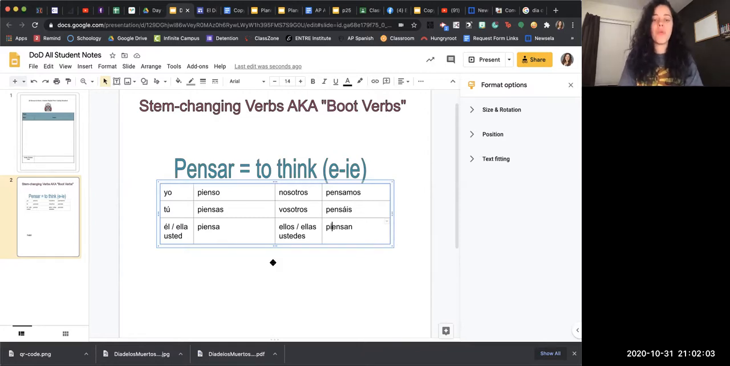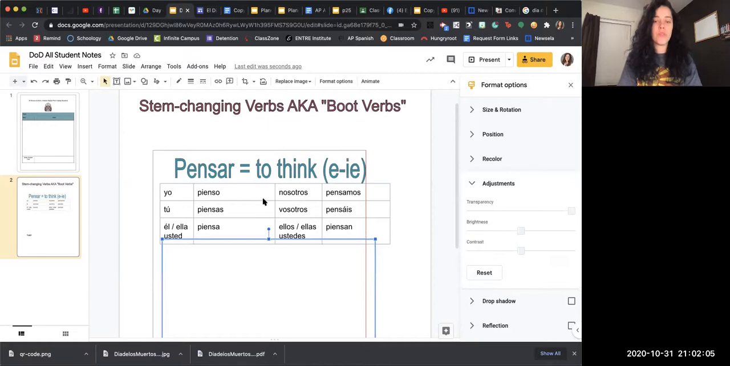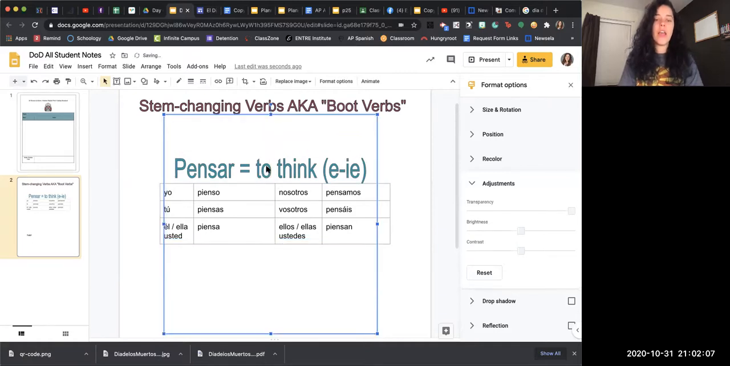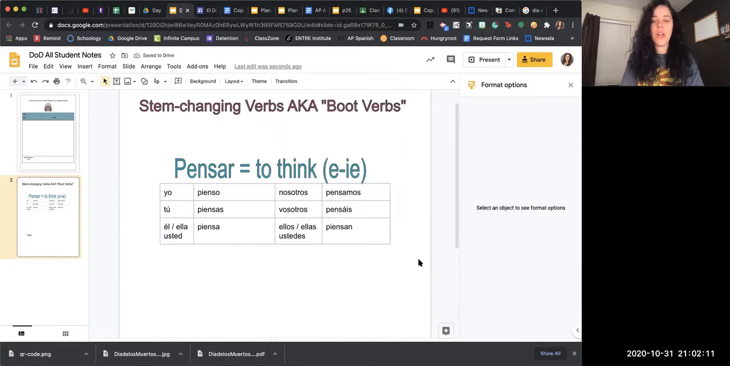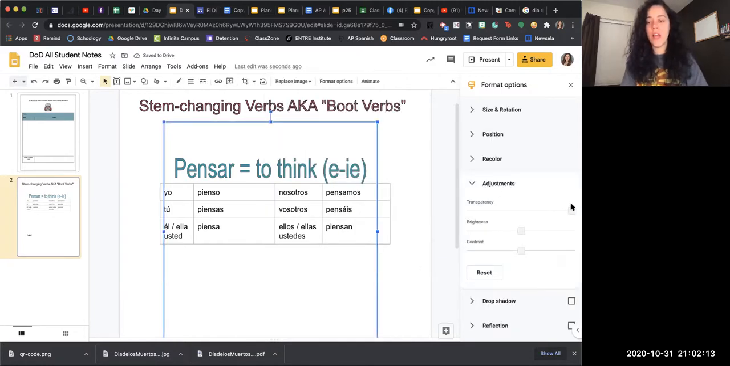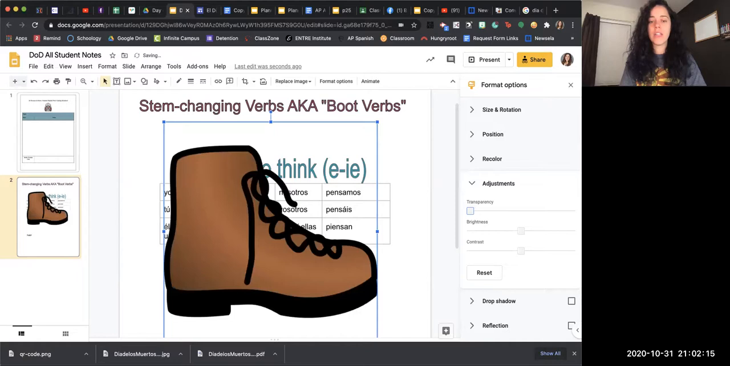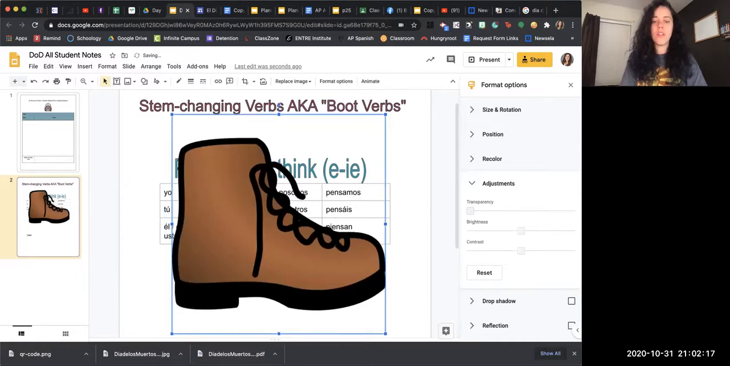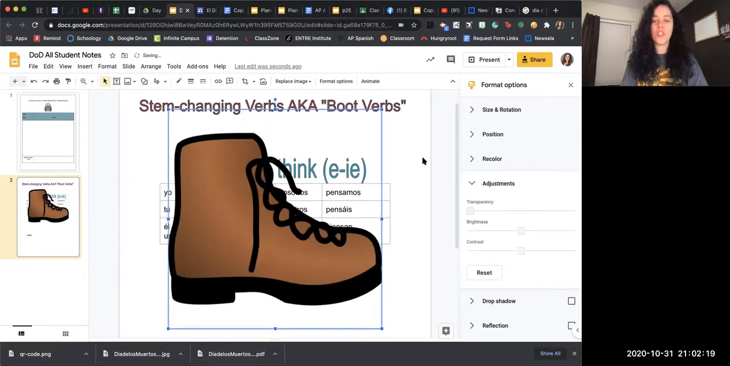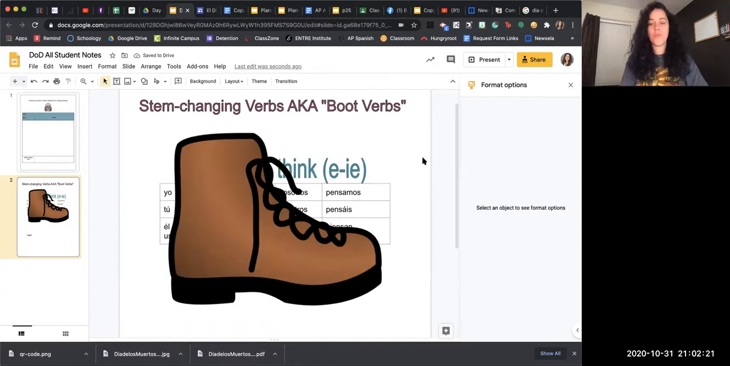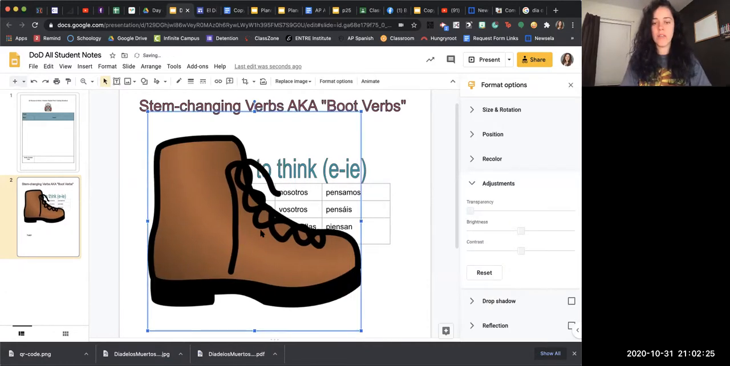The only thing is that we like to call these boot verbs because when you circle everything that's supposed to be stemmed, except nosotros and vosotros, that's not supposed to stem, you're left with a boot type looking shape, okay?